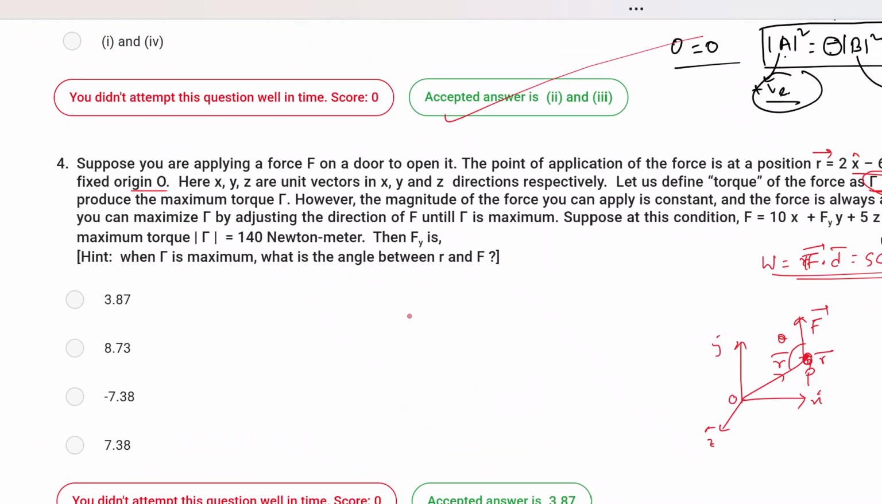So once we have placed the idea of what the cross product means, we will move on to the solution, that they want to maximize the torque in the question. So they want to maximize the value of tau. Now there are ways. Is there any doubt?